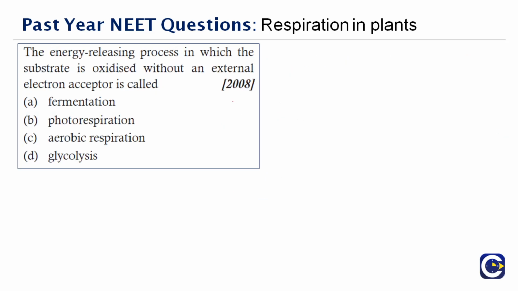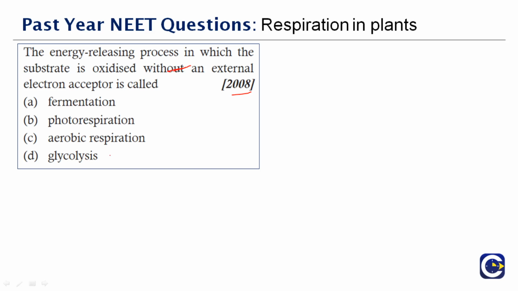Next question here, which was asked in the year 2008. The energy releasing process in which the substrate is oxidized without an electron acceptor is called as dash. So here, see, the question is wrong. The energy releasing process in which the substrate is oxidized with an electron acceptor is called as dash. Okay, I'll tell you the answer here.